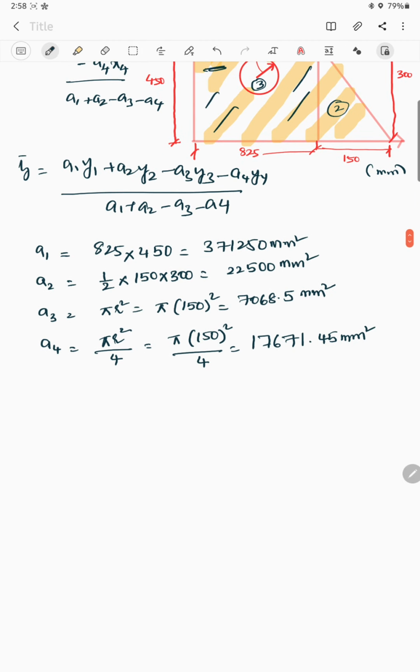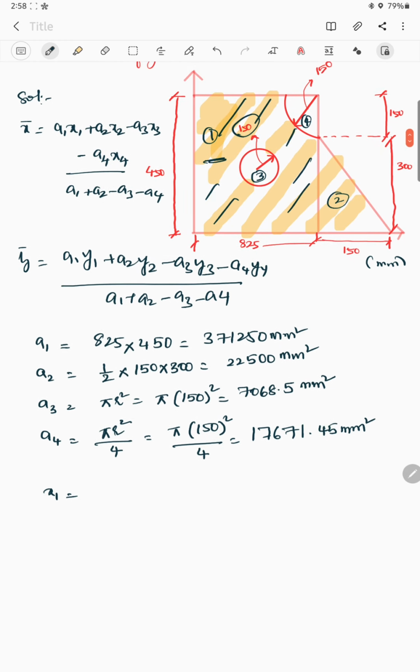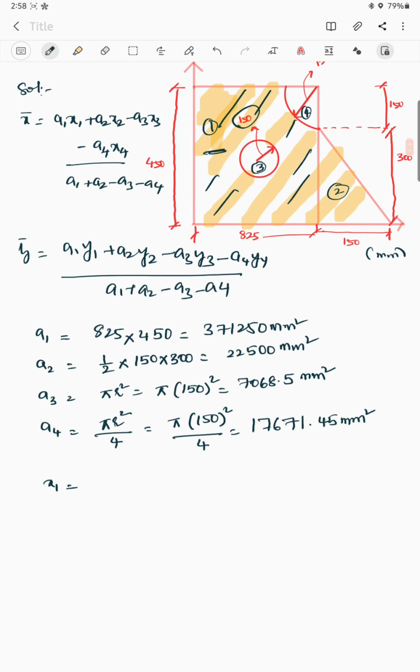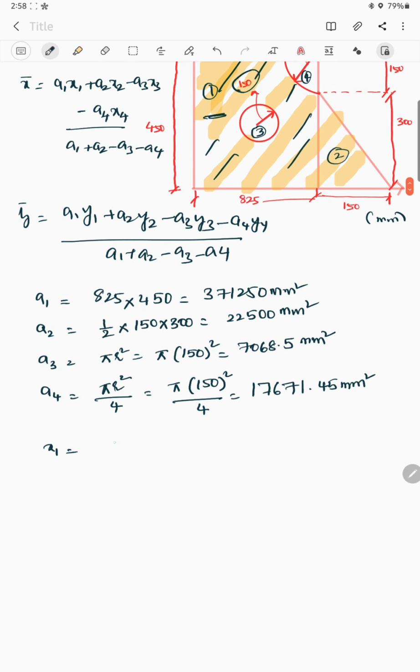Now next we will calculate the value of x1. So how to calculate x1? See here, we can calculate the value of x1 as 825 divided by 2, which is equal to 412.5 mm.